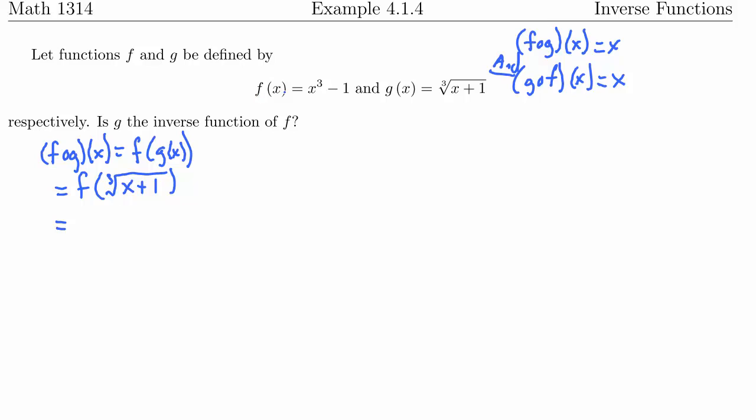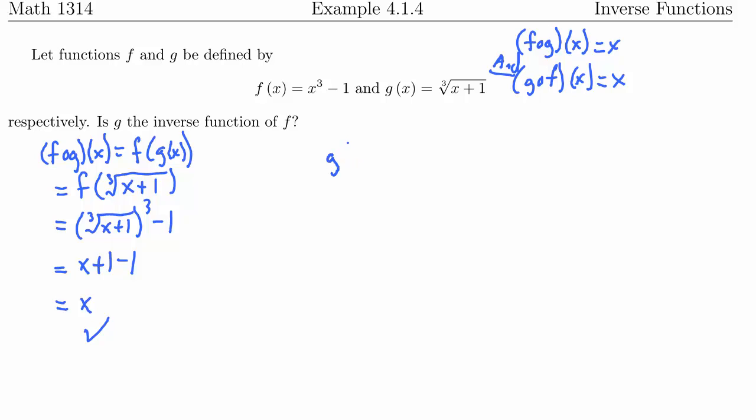So in the f function, replace all the x's with what we say they are here, the cube root of x plus 1. So that gives me the cube root of x plus 1, cubed, minus 1. Notice there's nothing to do inside this parentheses, so I'm going to work with this exponent. I have an exponent here, but I have a cube root here, and the cube root cubed, they cancel each other. So I'm left with x plus 1 minus 1. And if you notice, 1 minus 1 is 0, and I'm left with x. That checks out.